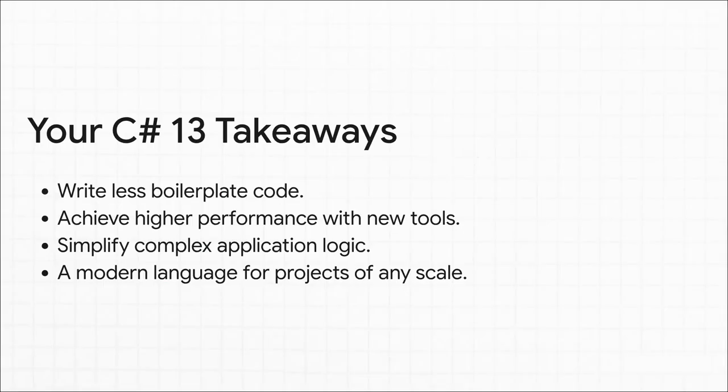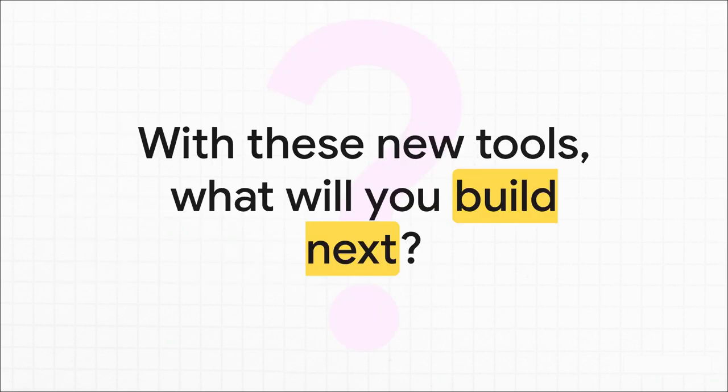So, here are your key takeaways for C# 13. You are going to write less boilerplate code, period. You're going to have new tools to achieve higher performance, and you're going to be able to simplify your application logic. It's all about solidifying C#'s place as a modern, powerful language that's ready for any project you can throw at it, from a small startup to a massive enterprise application. And honestly, that's the most exciting part. This isn't just about some new syntax, it's about new possibilities. It really opens up the question, with a language that is simpler, cleaner, and faster, what are you going to build next?